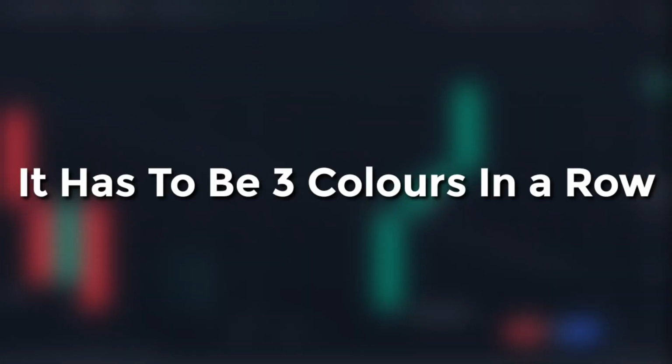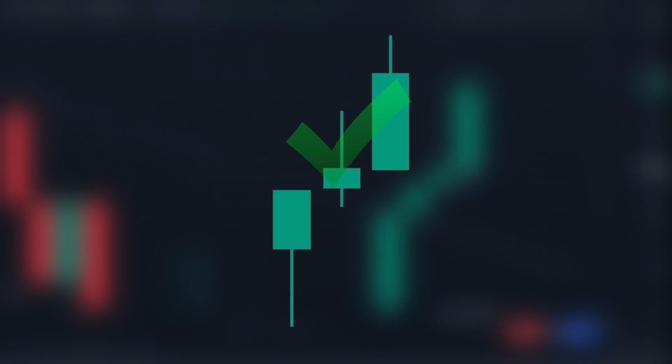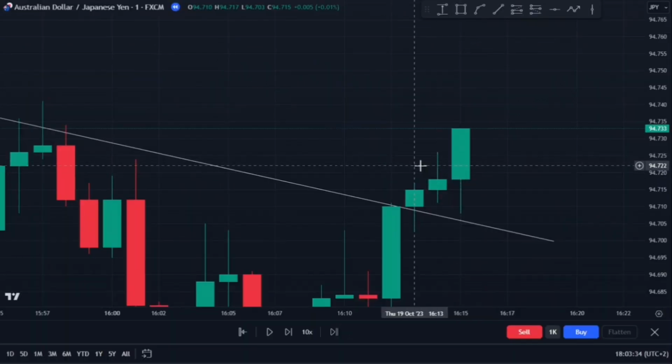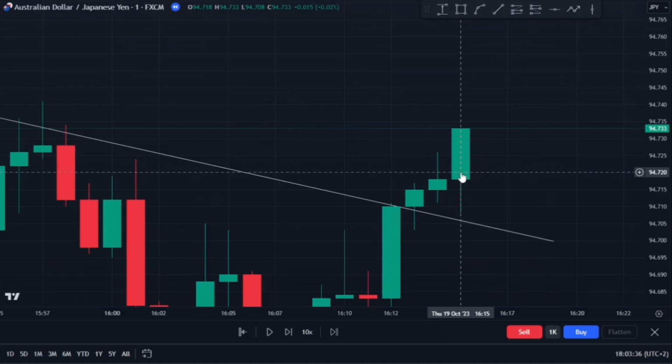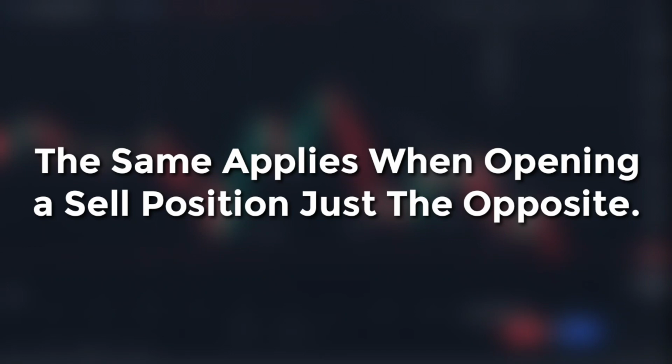Just keep in mind it has to be 3 candles of the same color in a row. It can't be a green candle, then a red candle, and then a green candle again. It has to be 3 candles of the same color in a row. Once the third candle has formed and we can see that all 3 candles are green, the breakout is confirmed and we can now enter a buy position on the close of the third candle. And again, the same applies when opening a sell position, just the opposite.